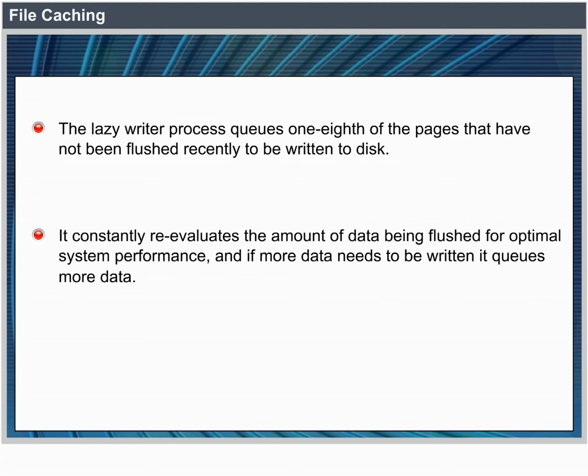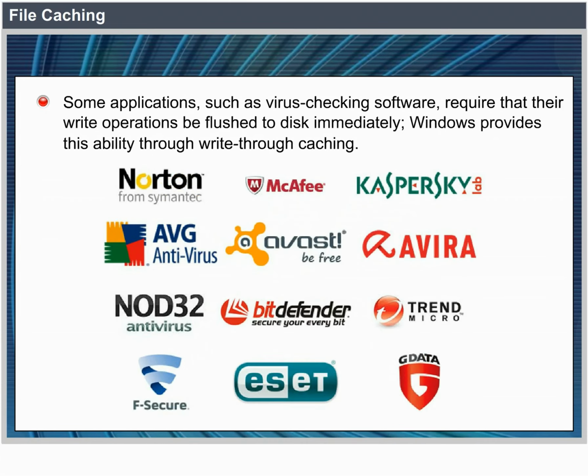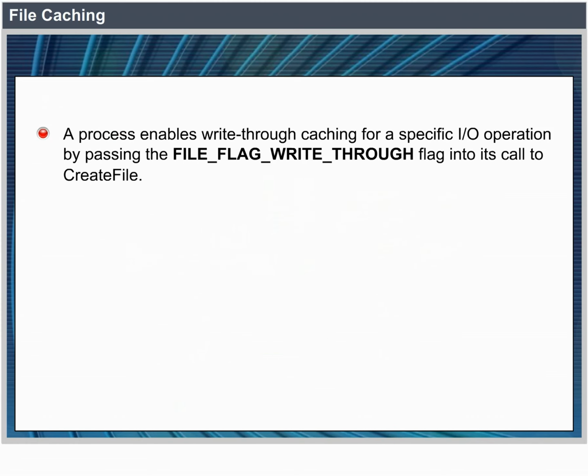Lazy writers do not flush temporary files because the assumption is that they will be deleted by the application or system. Some applications, such as virus checking software, require that their write operations be flushed to disk immediately. Windows provides this ability through write-through caching. A process enables write-through caching for a specific input-output operation by passing the FILE_FLAG_WRITE_THROUGH flag into its call to CreateFile.